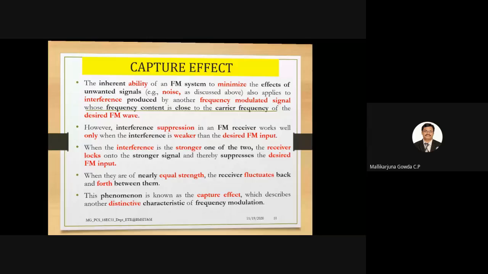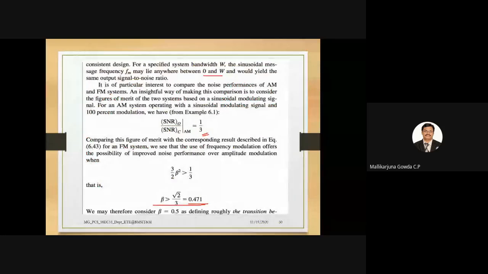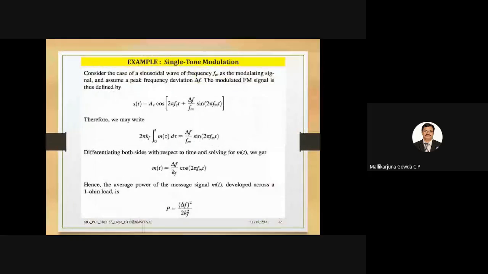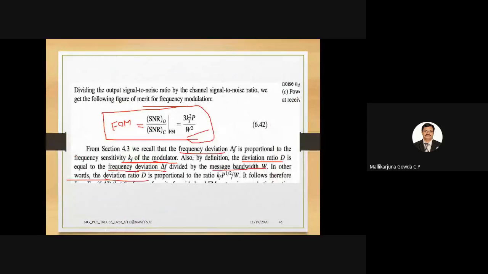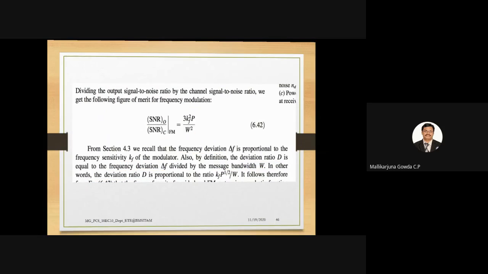Okay, so this is all about the FM receiver, finding the expression for figure of merit. And we found that the general expression for the figure of merit for the FM receiver is 3 times k squared f into p divided by w square. If we consider a sinusoidal message signal, then we could prove that it will be 3 by 2 into beta square, right? So it is 1.5 times the beta square.